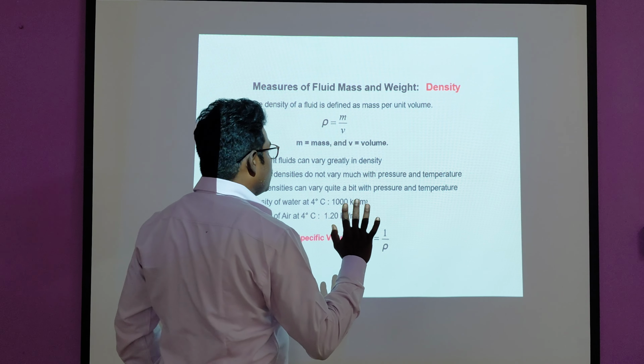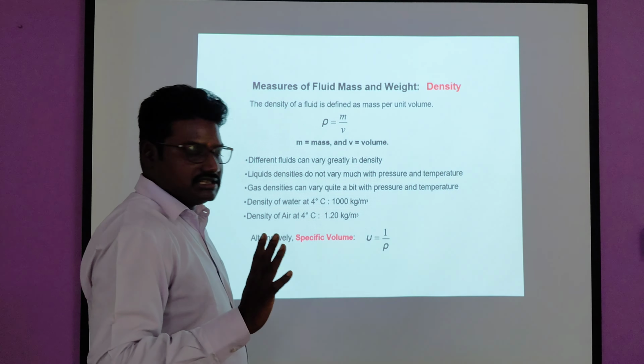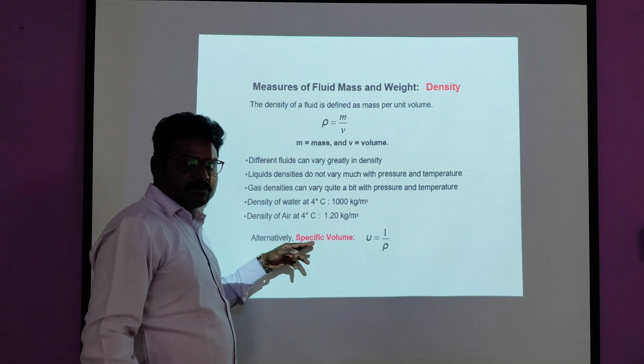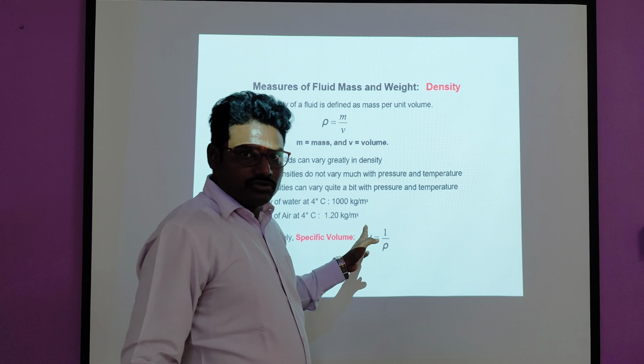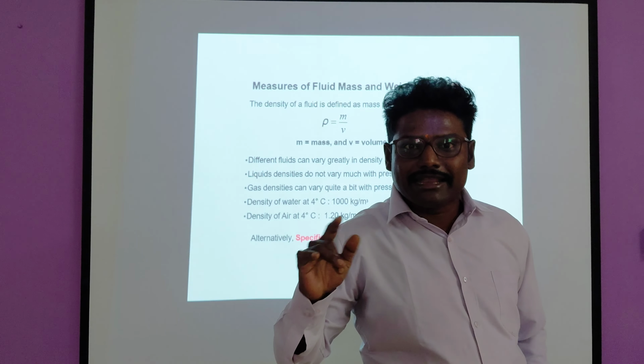Specific volume is 1 per density. Alternatively, specific volume v equals 1 by density. Okay?